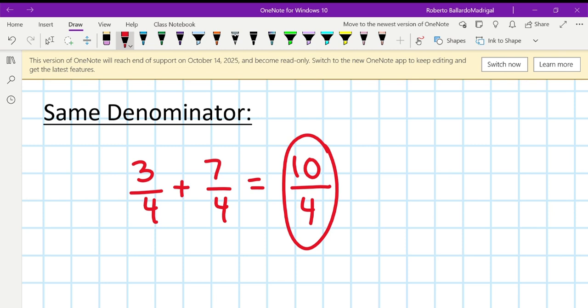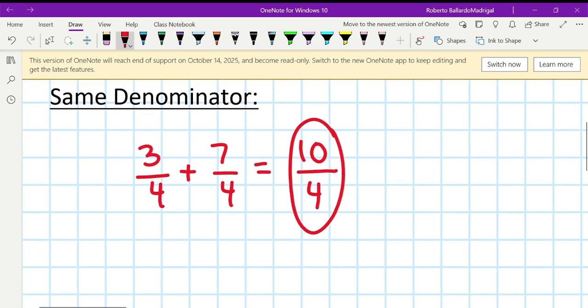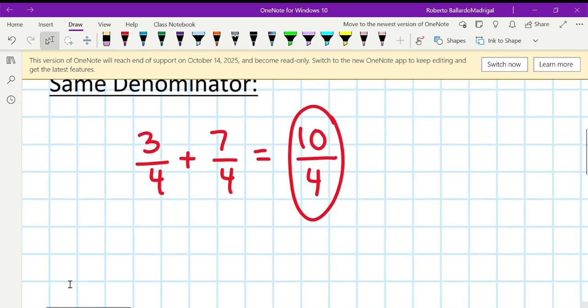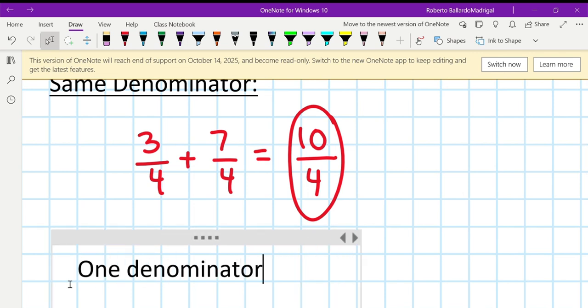So how come I was able to just combine these two fractions? Because we have the same denominator, right? So I don't have to do anything. It's like you can just put it together at the top, leave it over the bottom. All right, easy, easy. What happens if you have one denominator that is a multiple of the other?